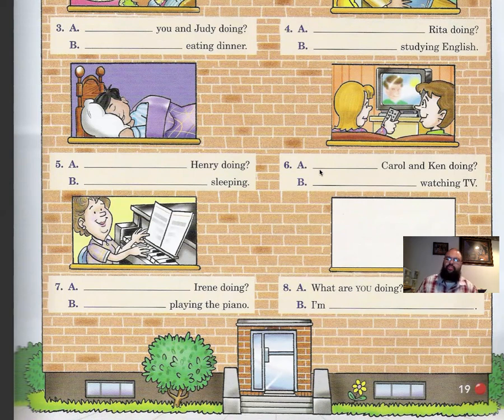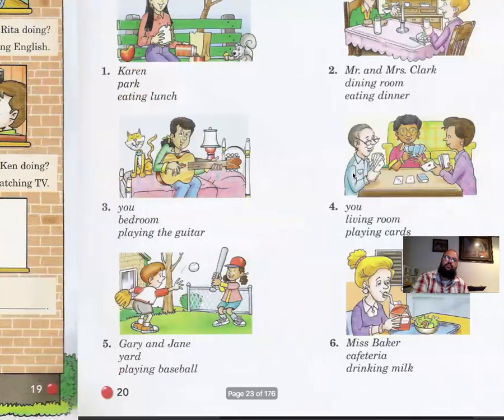We want to use a contraction. And number 8, you could draw your own picture. What are you doing? I'm learning English. And just add the ing. That is the present continuous tense. Well done. Let's continue here.